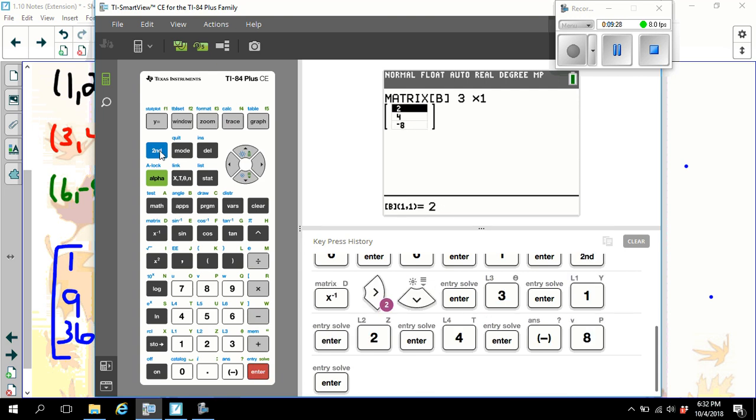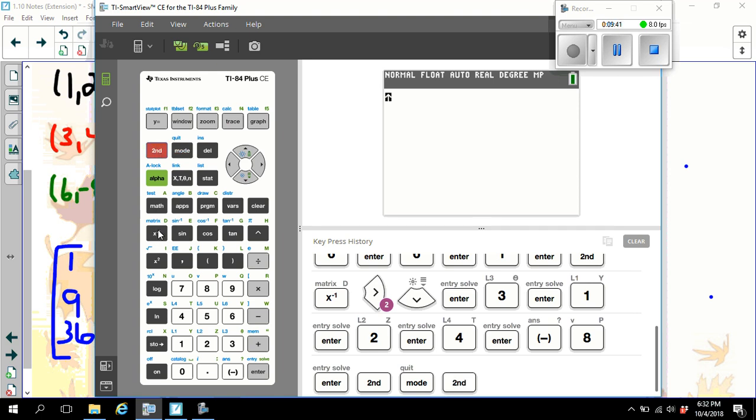Now I need to go back to my main screen. Remember, to do that, you press second and the mode button. Okay. Now I'm going to go back to my matrices so I can multiply them. So I press second, the inverse key, and then I press enter because I want my A matrix. Remember, we're doing the inverse of A, so I press the inverse key. Now I'm going to multiply this by my B matrix.